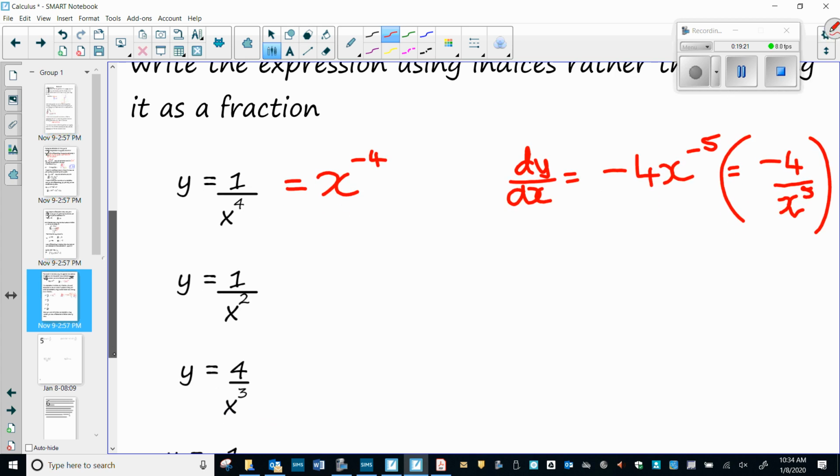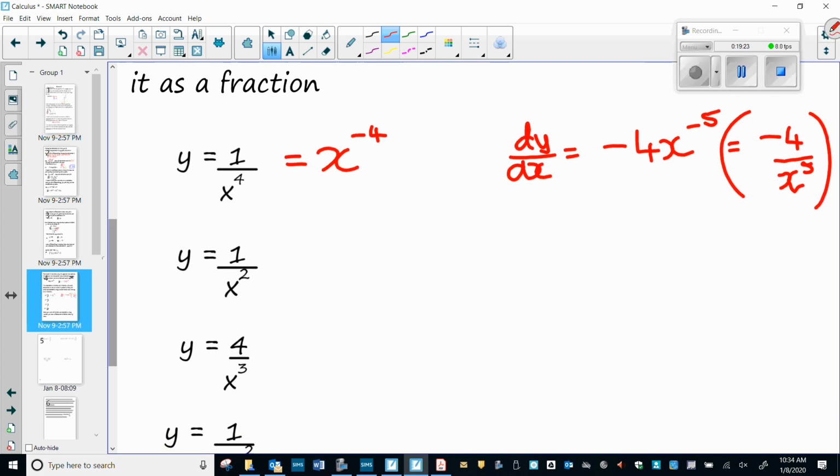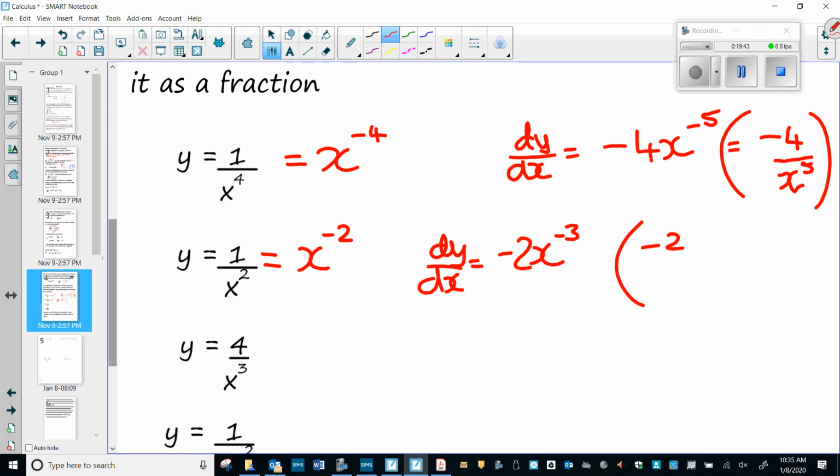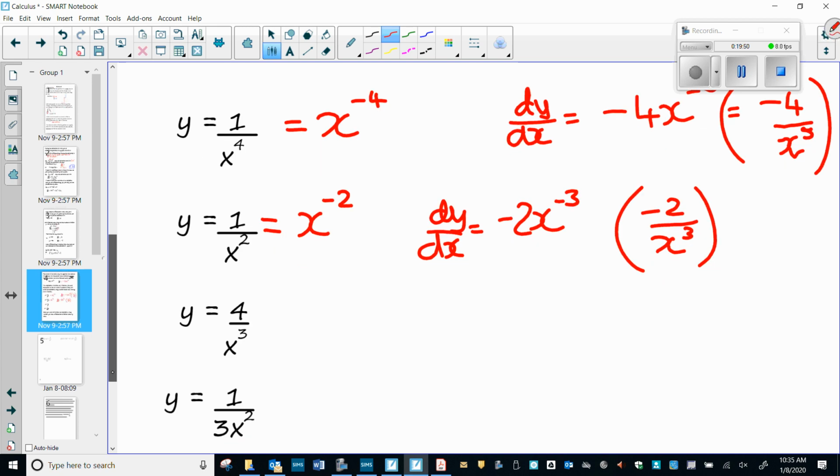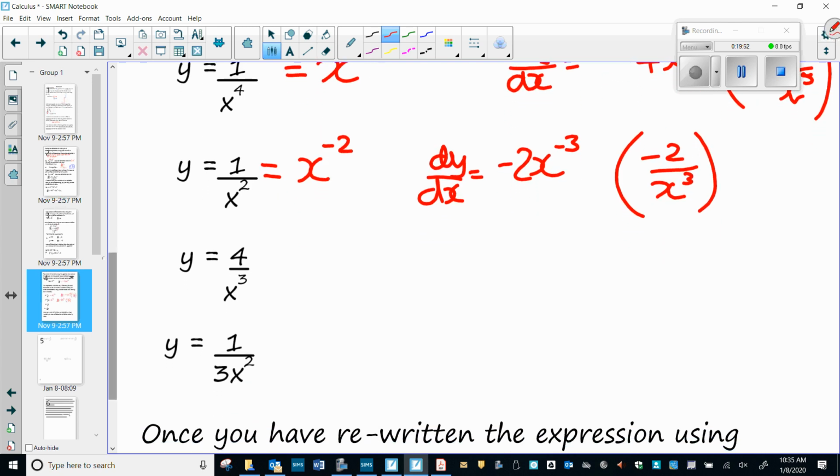So that x5? It does say x to the power. All right, 1 over x squared. Well, how would I rewrite that? X to the -2. So dy dx would be -2x to the -3, which would be -2 over x cubed.